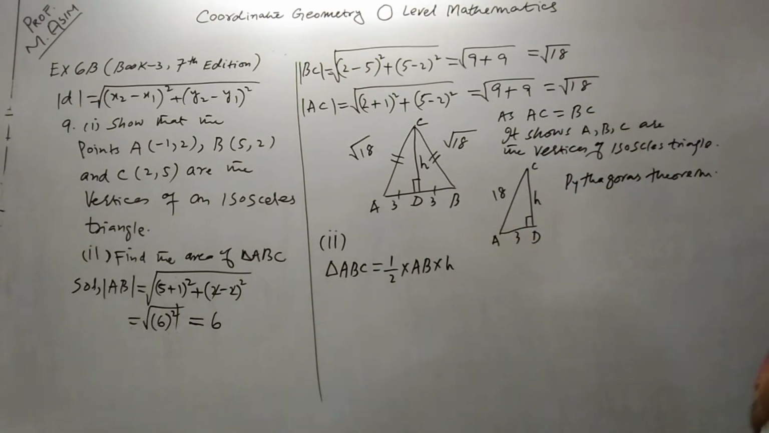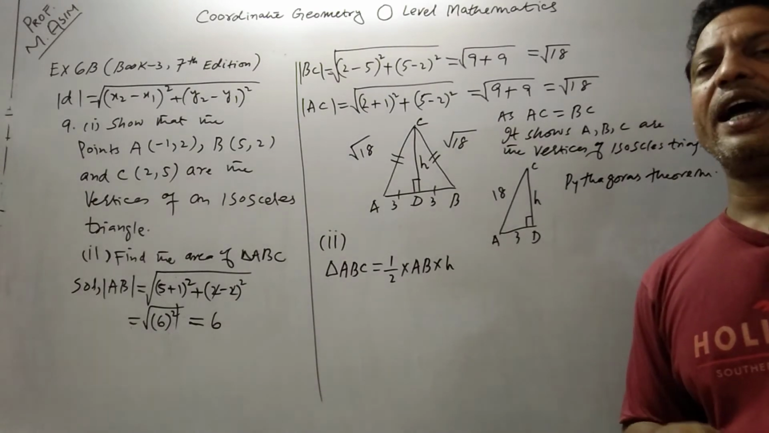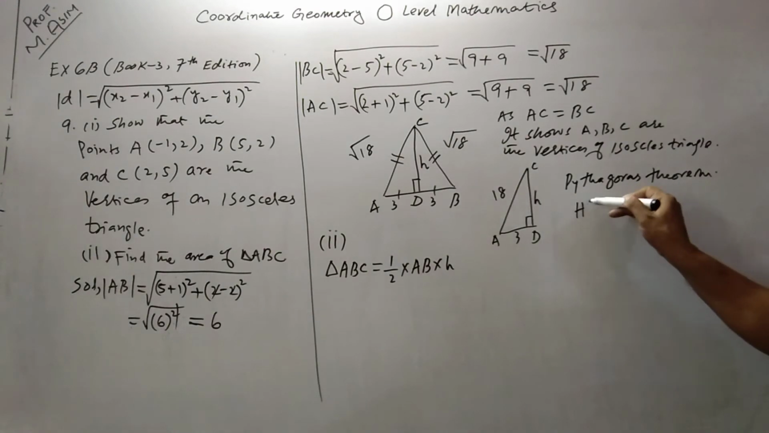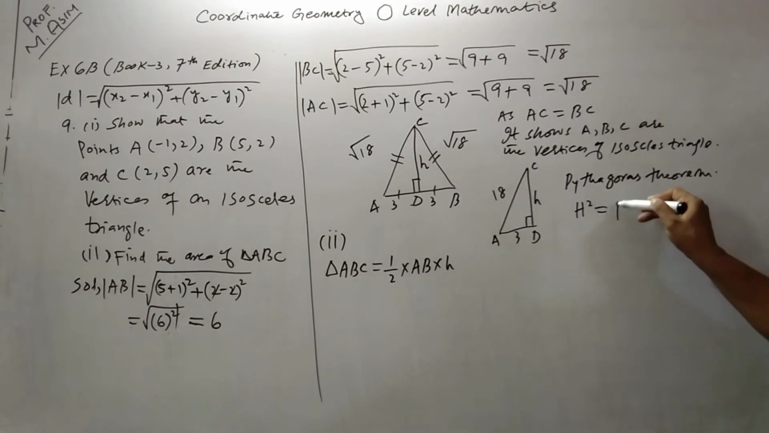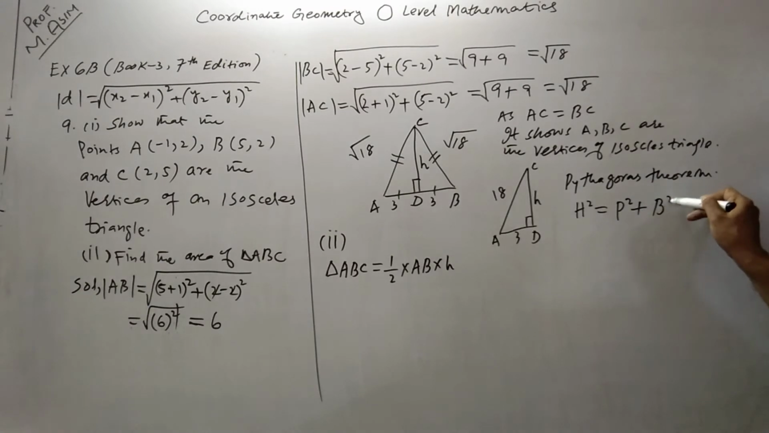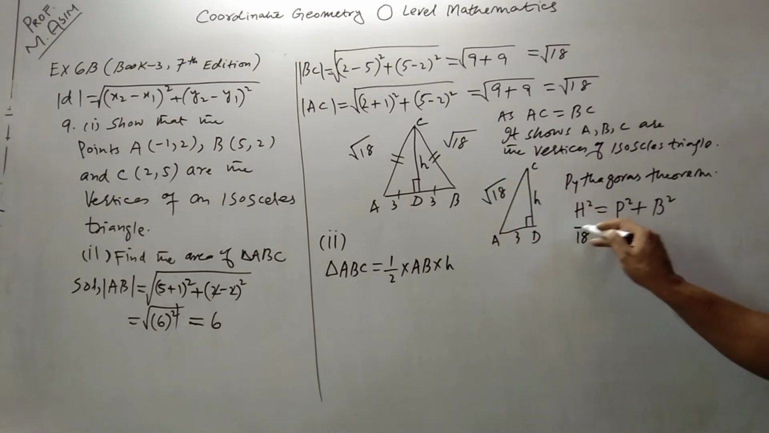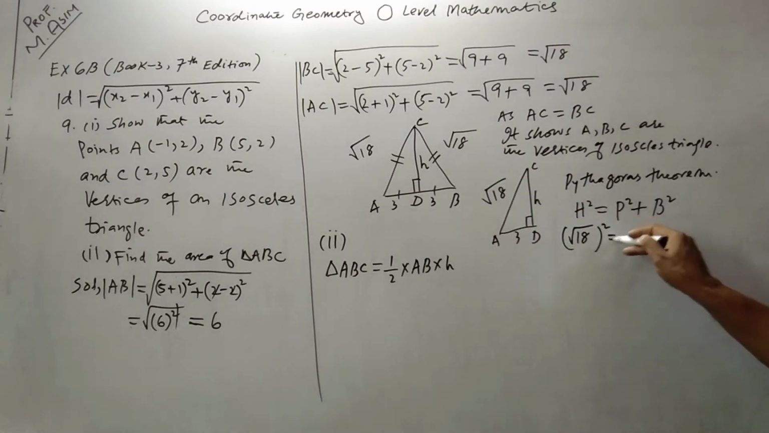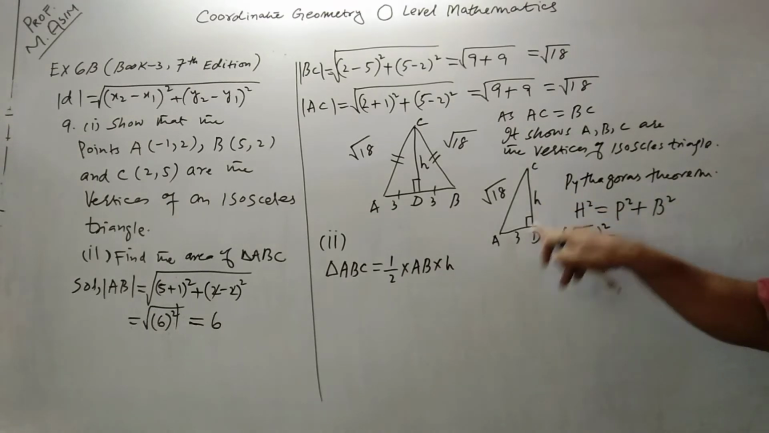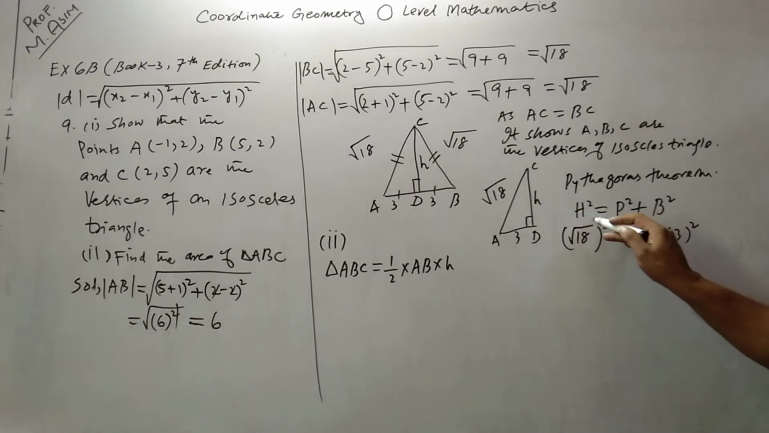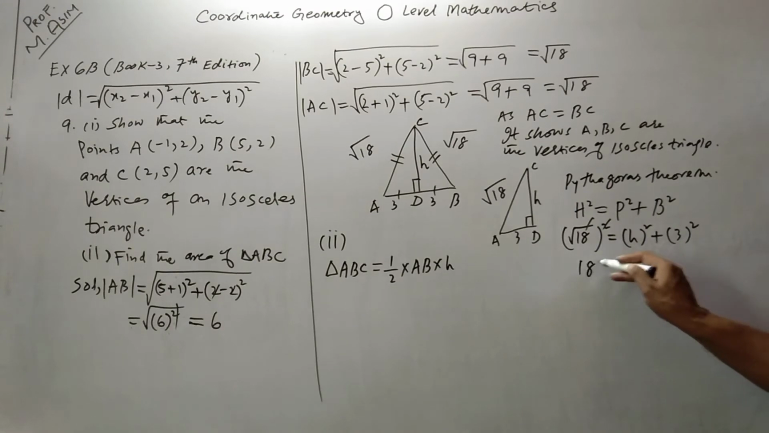If we have a right angle triangle, we can apply Pythagoras theorem. What is Pythagoras theorem? The square of the hypotenuse is equal to the sum of the squares of the other two sides. So the square of the hypotenuse is what? Root 18 squared. Sum of the squares of the other two sides: one is H and the other is 3. The square cancels by the root, so the answer is 18.